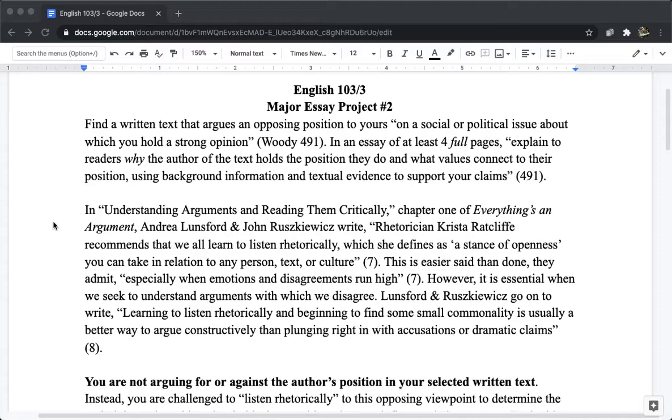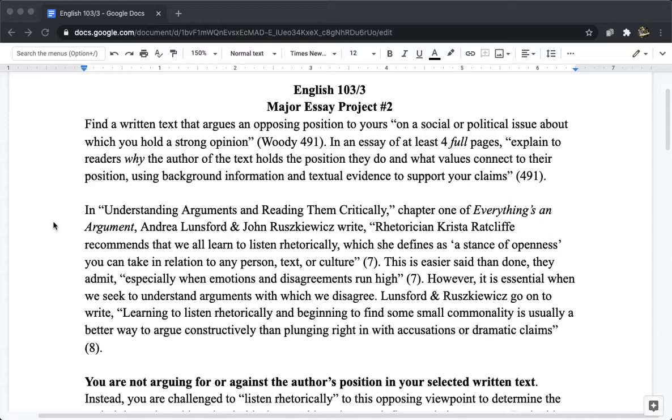In Understanding Arguments and Reading Them Critically, Chapter 1 of Everything's an Argument, Andrea Lunsford and John Ruszkiewicz write, rhetorician Krista Ratcliffe recommends that we all learn to listen rhetorically, which she defines as a stance of openness you can take in relation to any person, text, or culture. This is easier said than done, they admit, especially when emotions and disagreements run high. However, it is essential when we seek to understand arguments with which we disagree.